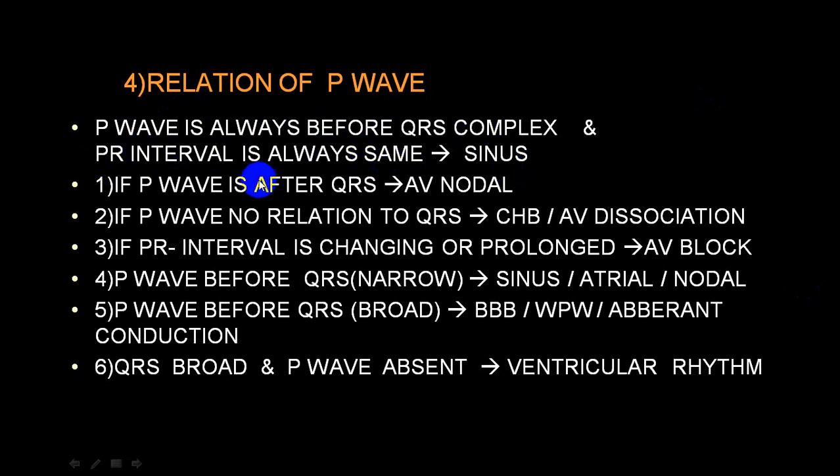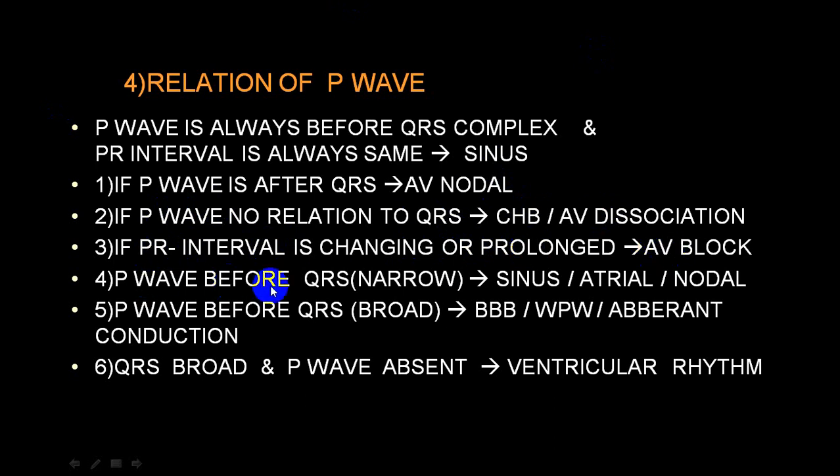If P wave is after QRS complex, it is definitely AV nodal rhythm. If P wave has got no relation to QRS complex, it will be a complete heart block or AV dissociation. Meaning, P waves are either more or less than QRS complexes. If PR interval is changing or more than 0.2 second, then it is AV block.